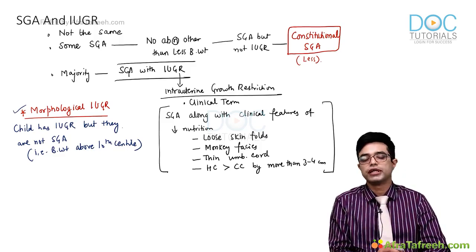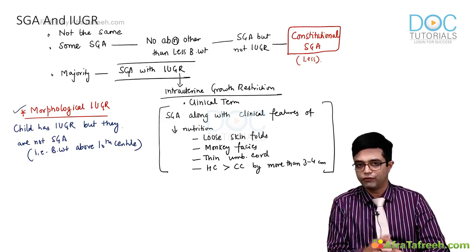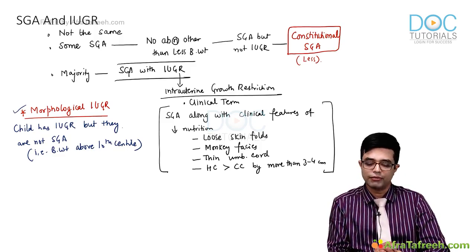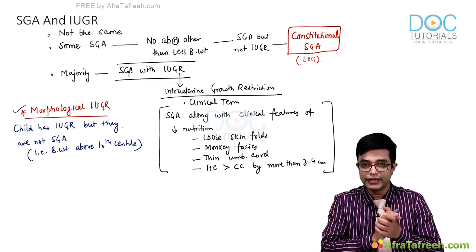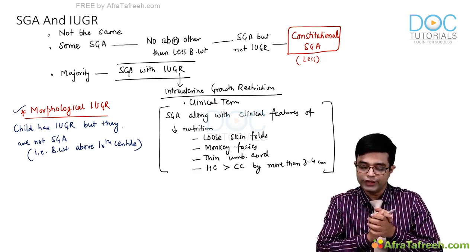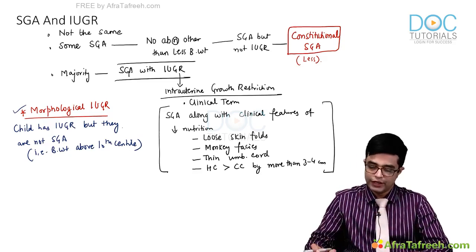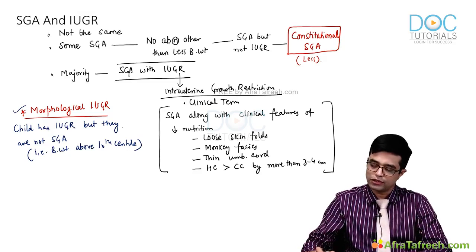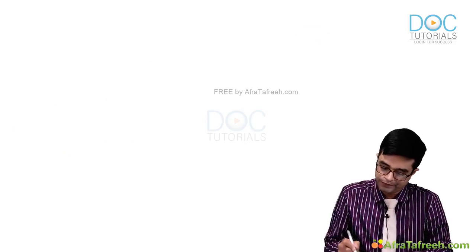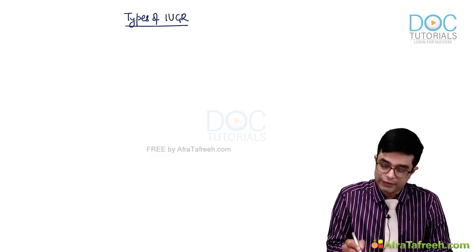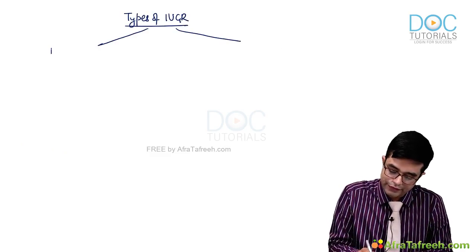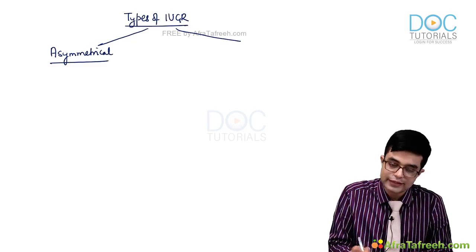The term morphological IUGR is not favored in pediatrics. You will not find it in pediatric textbooks, but gynecology textbooks mention this word, and because it is an integrated time of study, we need to remember these definitions. So since we have started with IUGR, let us talk about the types of IUGR. What are the two types of IUGR? Intrauterine growth restriction can be divided into two parts. You can have asymmetrical IUGR and symmetrical IUGR.